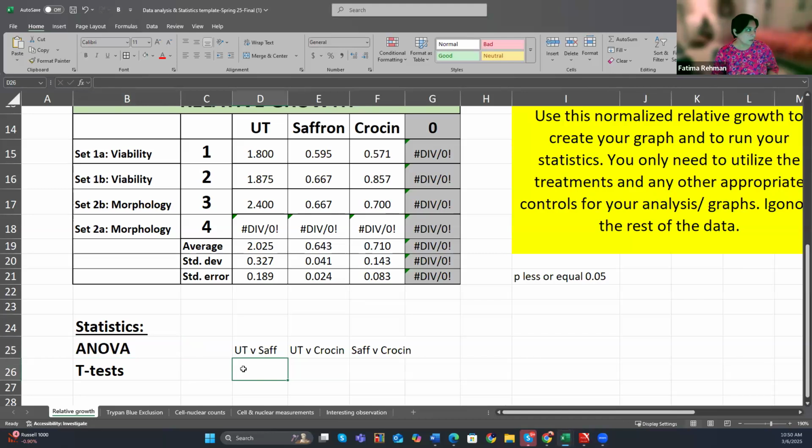I hope you guys don't hear this beeping car outside. I don't know what's going on.